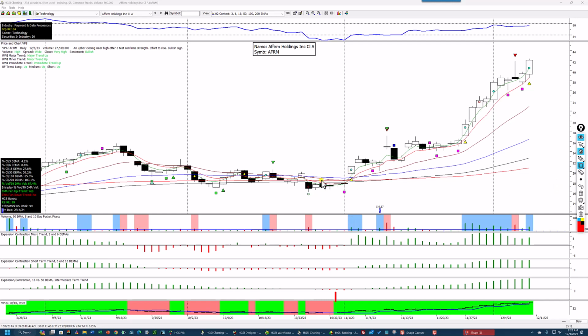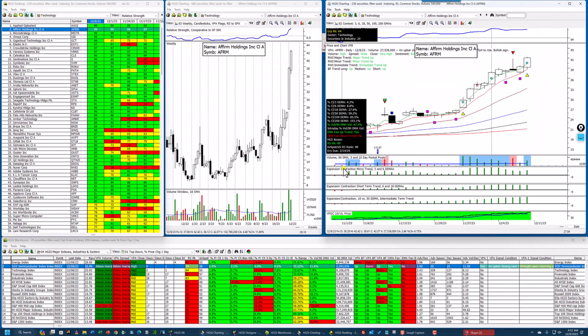So, like I said, this is universal. Just scan for these signals, and you'll get in on some winning stocks. I don't know if you can do this with other programs. I just don't think you have the complete suite of tools to do this.